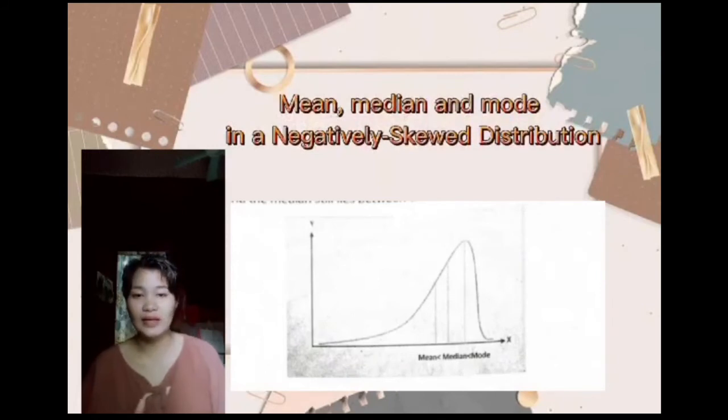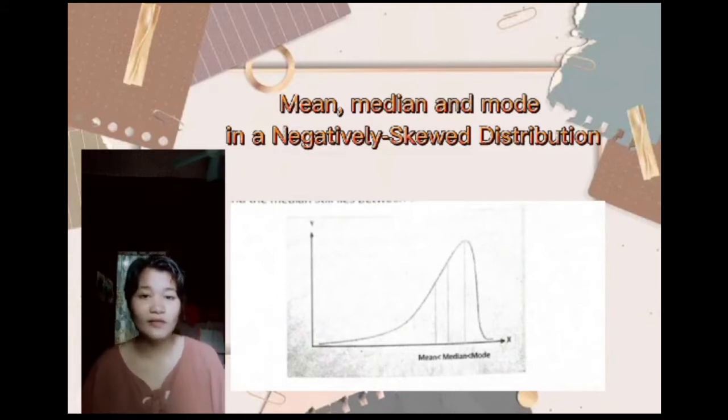Third figure is the mean, median, and mode in a negatively skewed distribution. The mode remains at the peak of the curve, but it will have the largest value. The mean will have the smallest value as influenced by the extremely low scores, and the median still lies between the mode and mean.